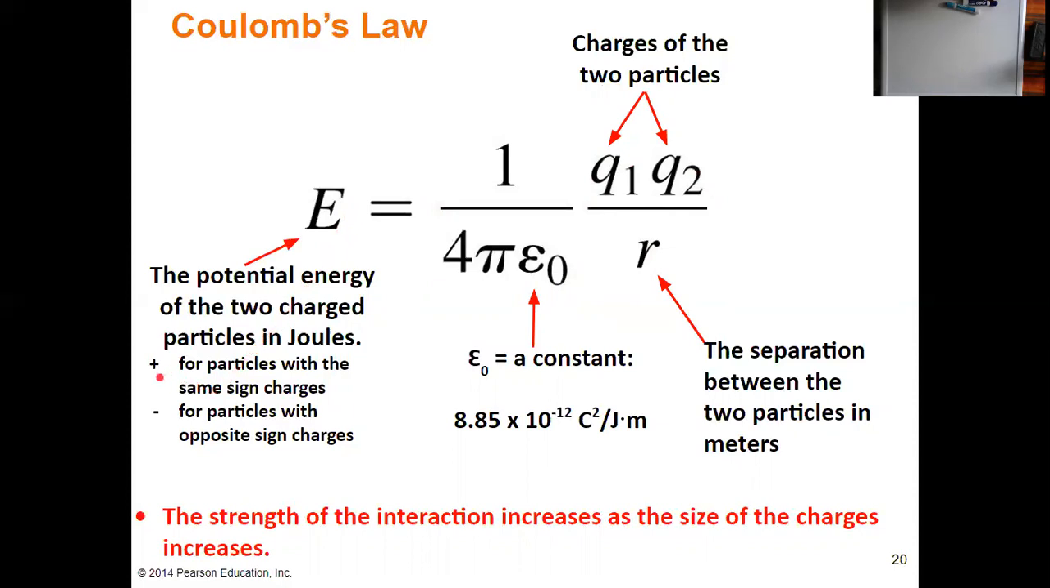And remember that it's positive for particles with the same sign in front of the charges, and it's going to be a negative potential energy for particles with opposite signs, right? Because we're talking about multiplying signs up here in the Q's. So the strength of the interaction is going to increase as the size of the charge increases. When these numbers get bigger, the strength of the interaction gets bigger.